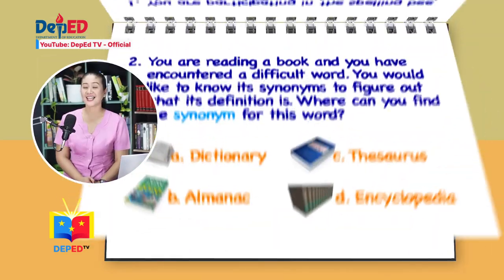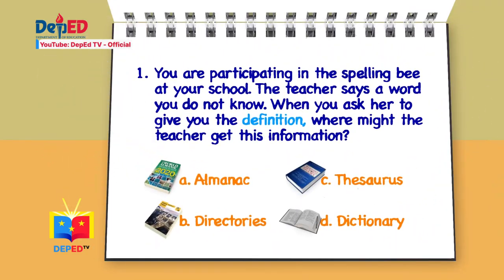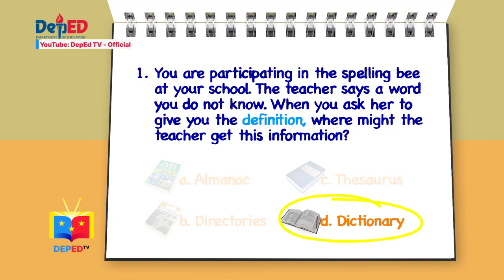Let's now check our answers. Number 1. You are participating in the spelling bee at your school. The teacher says a word you do not know. When you ask her to give you the definition, where might the teacher get this information? Answer, letter D, dictionary.